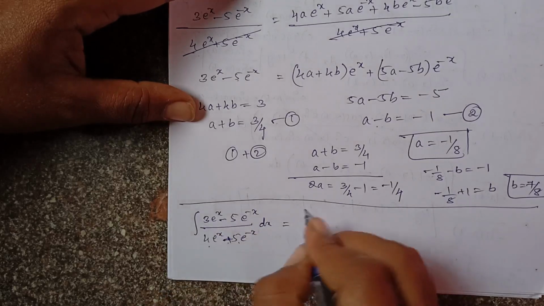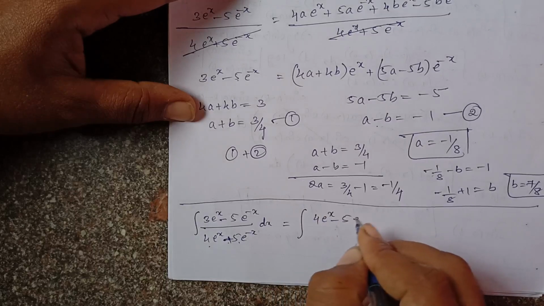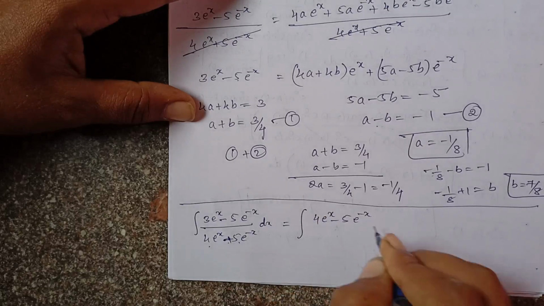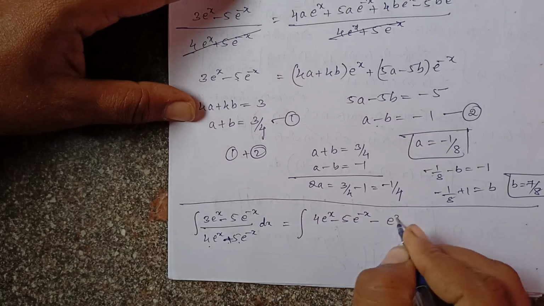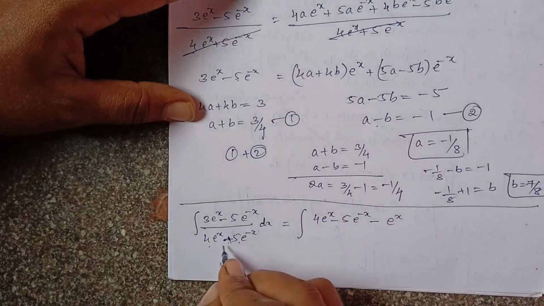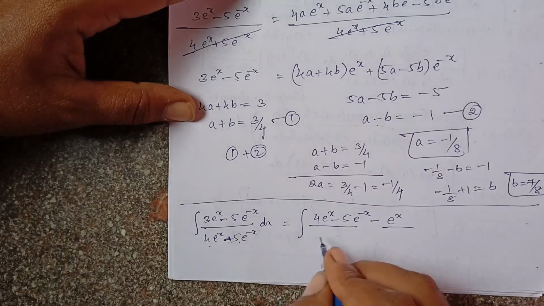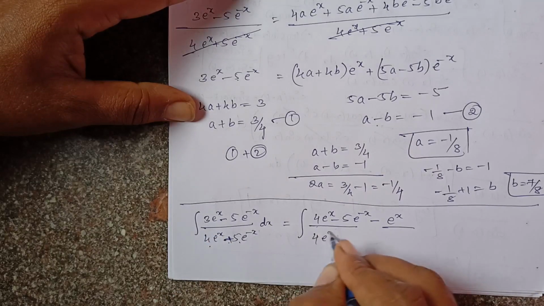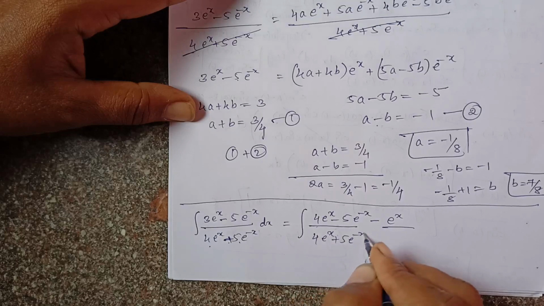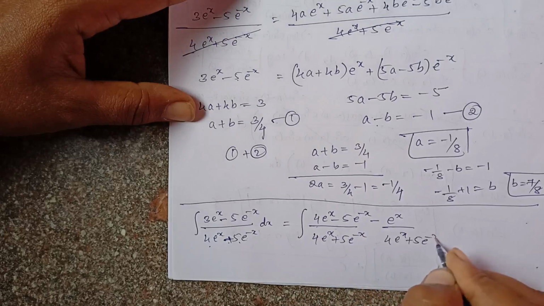You split this. You write the numerator as 4e^x − 5e^(−x) minus e^x, which is nothing but 3e^x. And then the denominator gets divided to both the terms. This is 4e^x + 5e^(−x), and this is 4e^x + 5e^(−x).